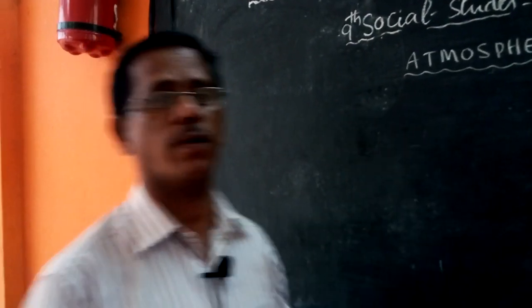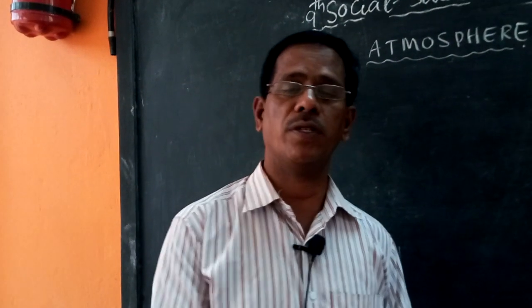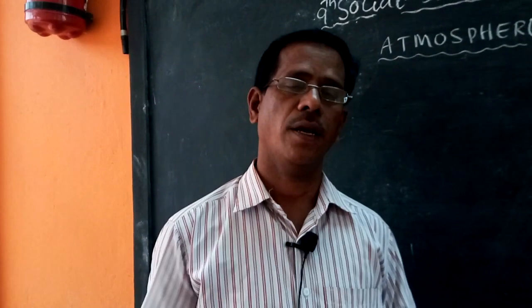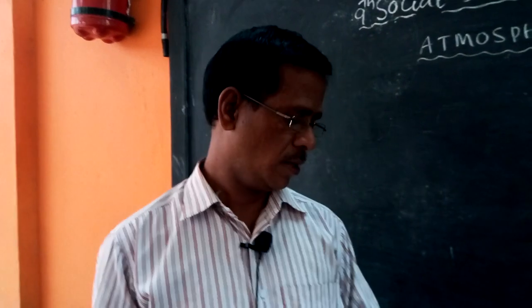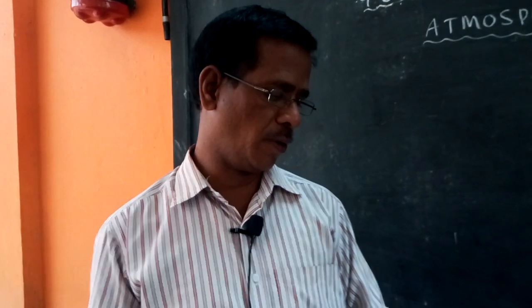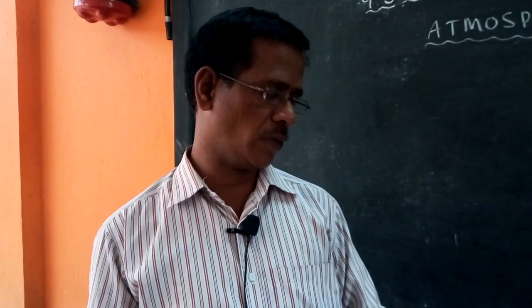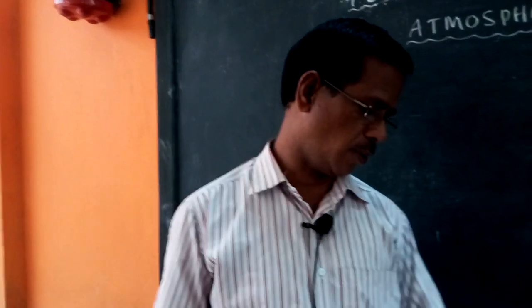What is called the atmosphere? Atmosphere has two parts, atmos and sphere. Atmo means air or gases. Sphere means ball. In the previous chapters we read about the lithosphere and the hydrosphere. In this chapter, as you read, we will get an explanation about the atmosphere.